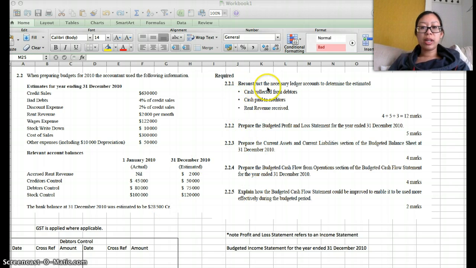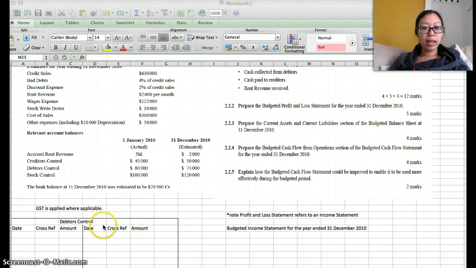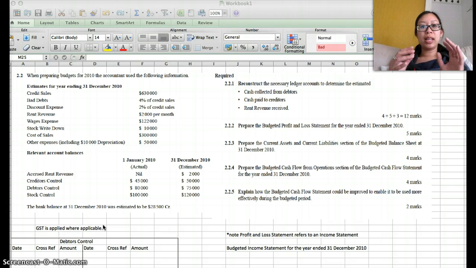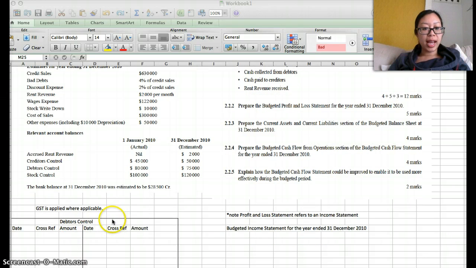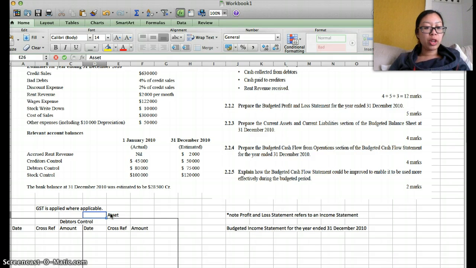So the first part is to reconstruct the necessary ledger accounts to determine the estimated cash collected from debtors. That's worth 4 marks. So we have a debtors control here. Reconstruction means basically there's something unknown and we have to put in the information that we do know to find the unknown information. In this case, we're trying to find out how much cash was collected from debtors. So we know debtors control is an asset account. So put here asset, which means we know it increases on the left and decreases on the right.